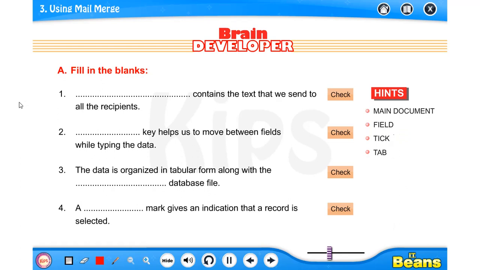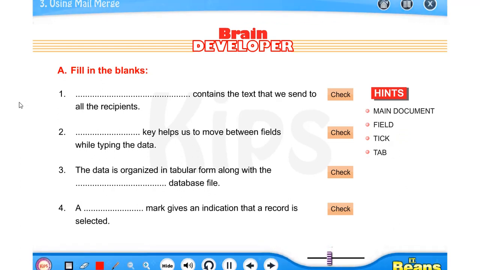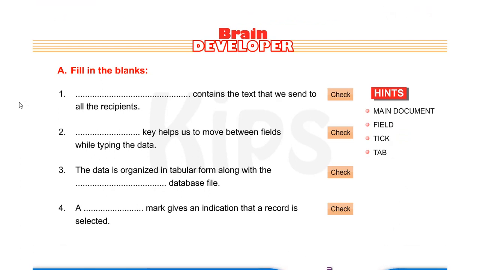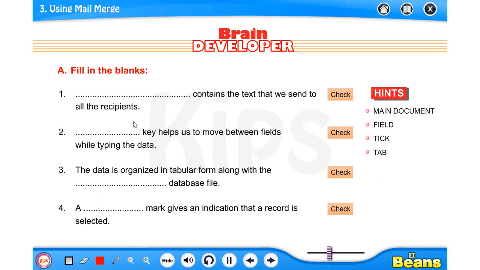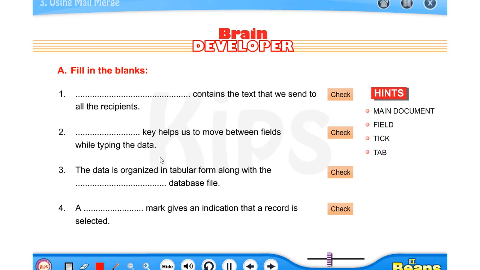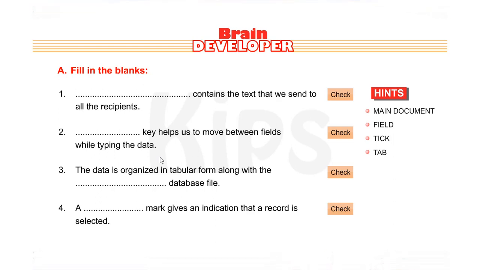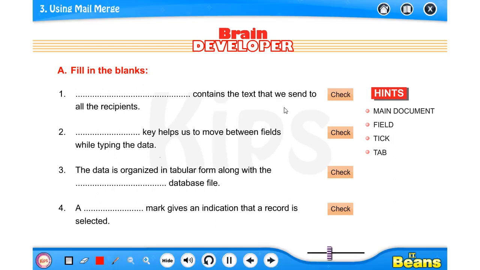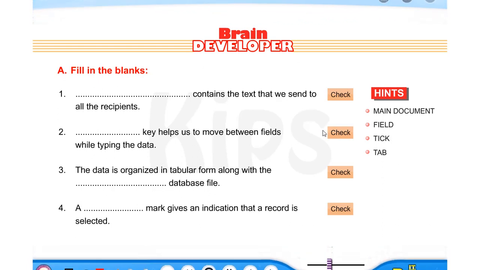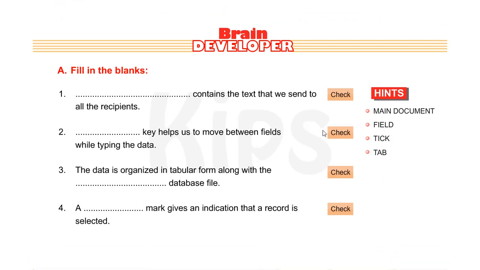Our first fill-up is, I want your response also. In my chat window, I am looking at you. You all will give your response in the chat window and then we will decide whether the answer is correct or incorrect. Our first one is: dash contains the text that we send to all recipients. What will come in it? I'm waiting for your response, beta.